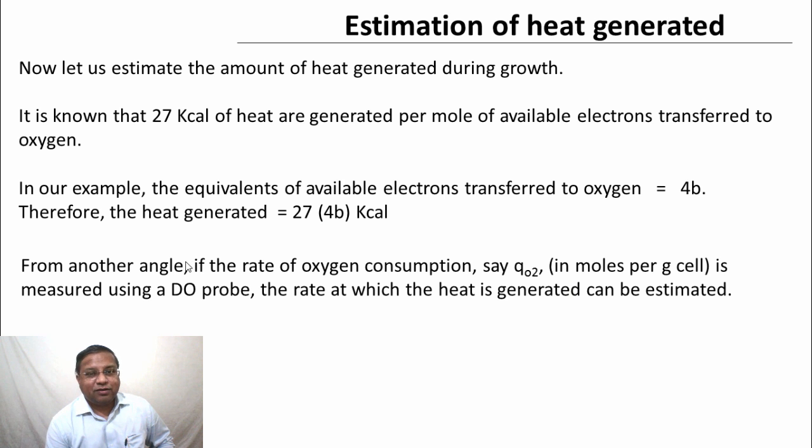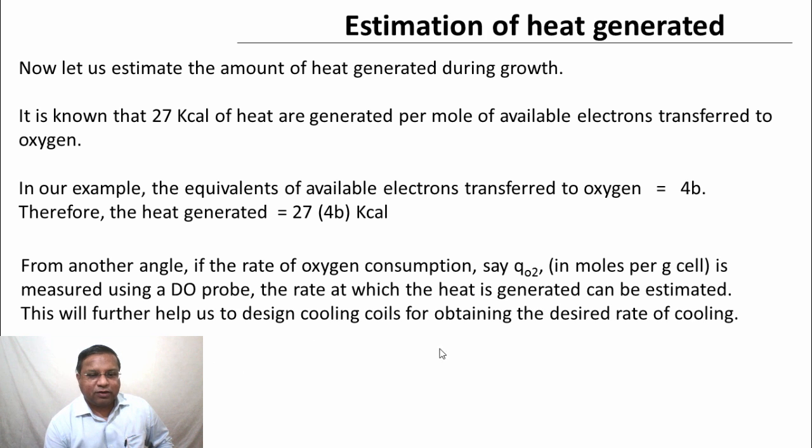From another angle, if the rate of oxygen consumption, say QO2 in moles per gram cell, is measured using a DO probe, if you process the DO data, you can get the oxygen consumption rate. The rate at which heat is generated can be estimated. Then it becomes powerful. Once we know how much heat is metabolically generated, we can a priori say what kind of cooling design we need to look at. That's rather powerful.